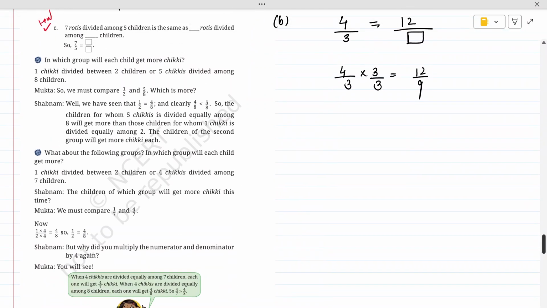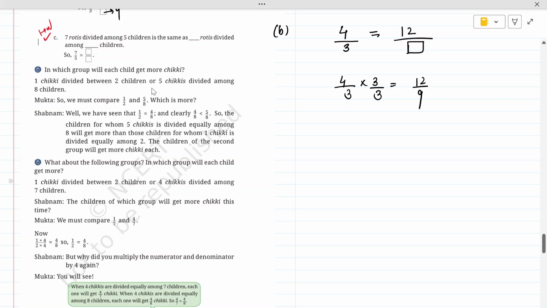Next one we have, in which group will each child get more chikki? One chikki is divided between 2 children. Question number 1. One chikki is divided among 2 kids. Or 5 chikki among 8. So what we have here is, we have to see between 1 by 2 and 5 by 8, which one is bigger.